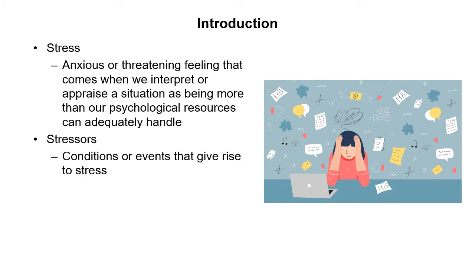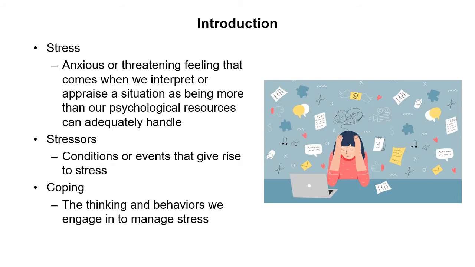Important here is stressors. These are conditions or events that will cause stress. This can be anything from something that is typically viewed as stressful, like a deadline, to something that wouldn't be typically viewed as stressful by many people, such as walking around in public, but is stressful to others. And then finally, coping is the things that we do to manage and reduce stress. We'll come back to coping as a mechanism in a little bit.